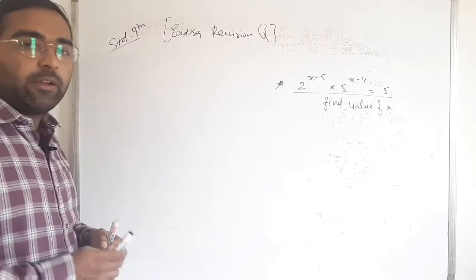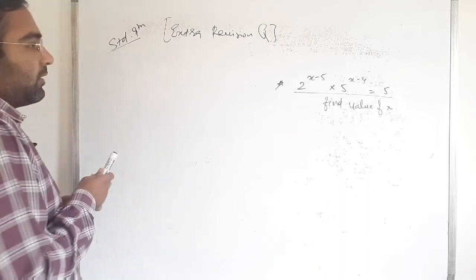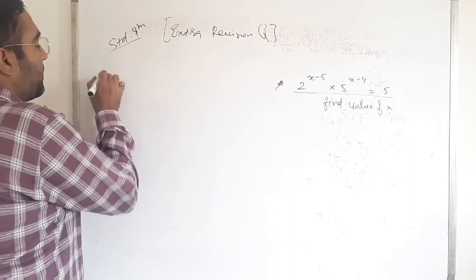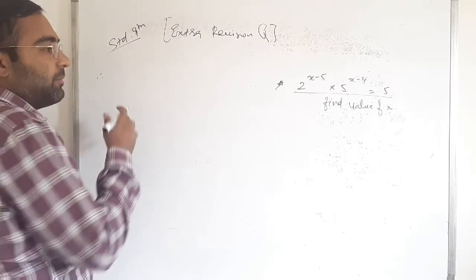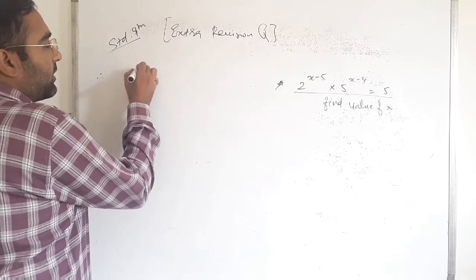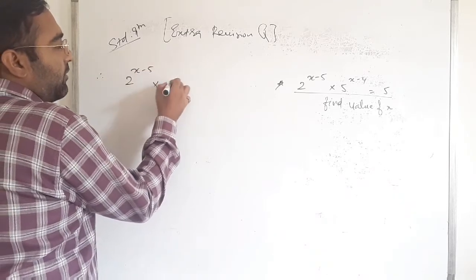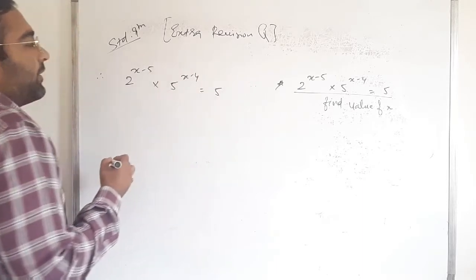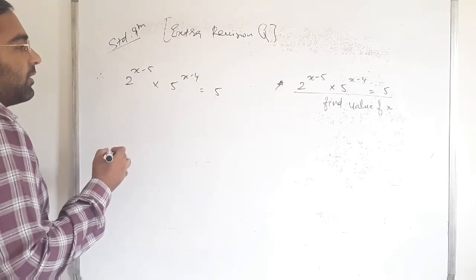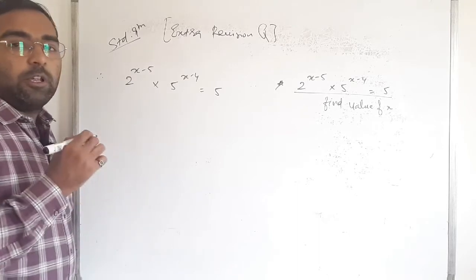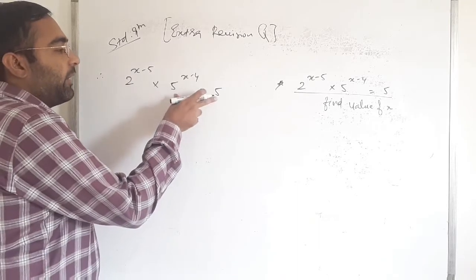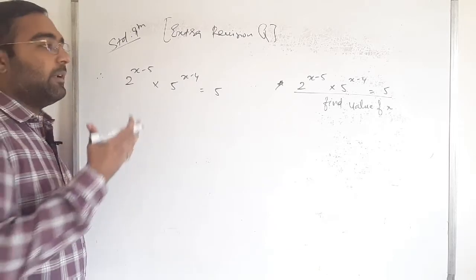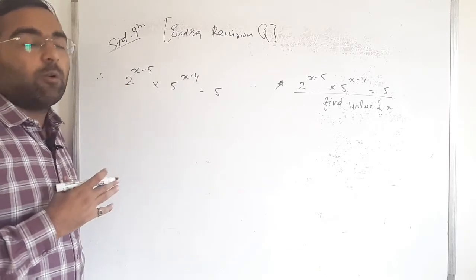So let's start to do that. Okay, I hope all of you have completed this question. So please verify your answer with me. That is 2 raised to x minus 5 into 5 raised to x minus 4 is equal to 5. Now we know that if I have an equality and on both sides I have the same base, I'll take their powers as equal.